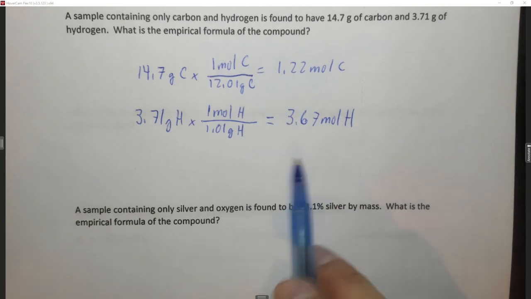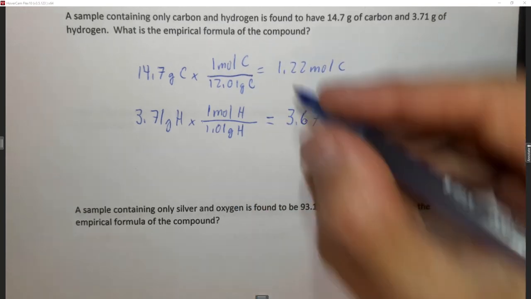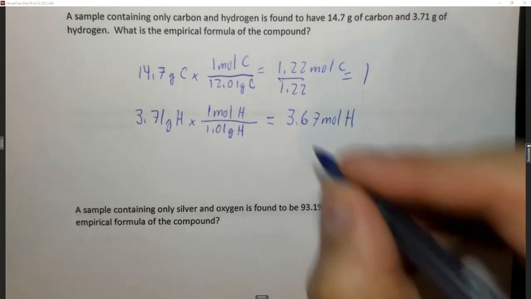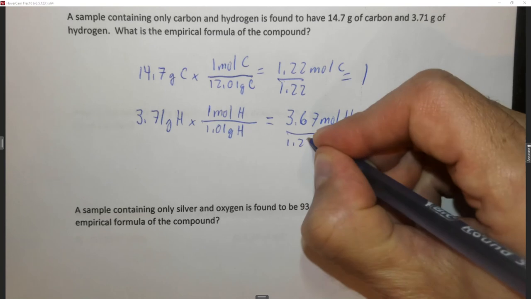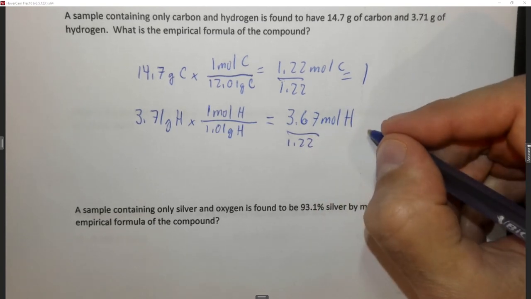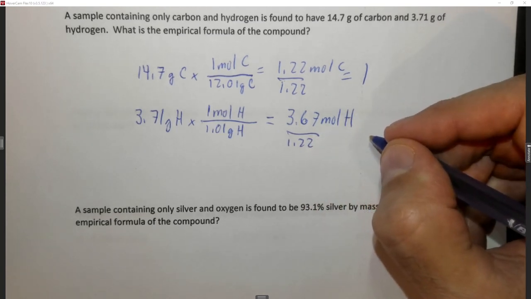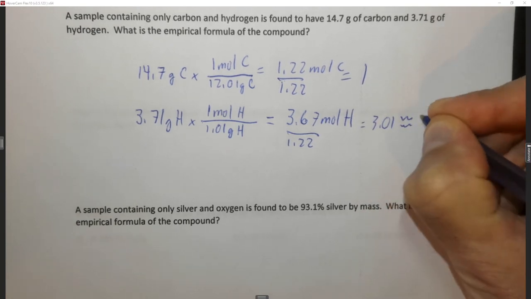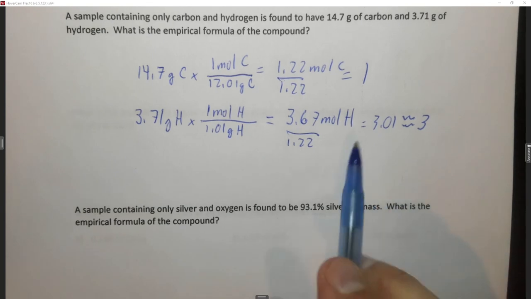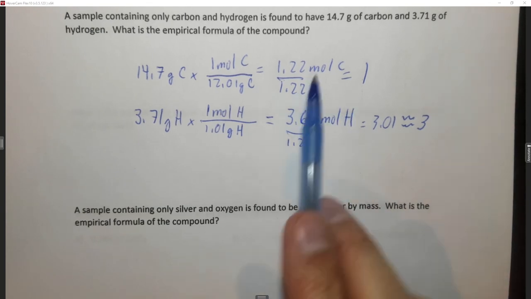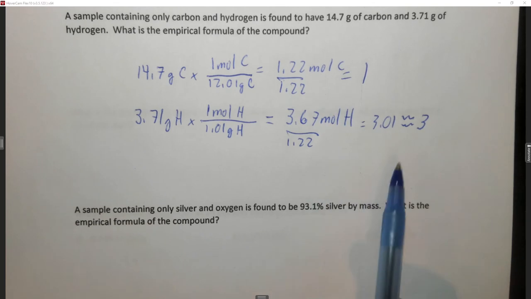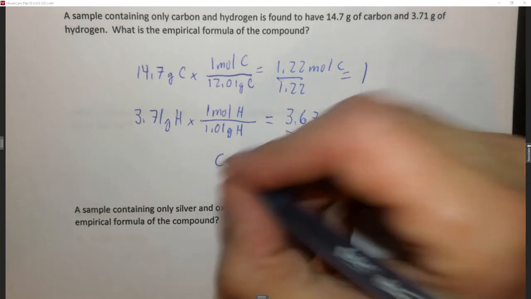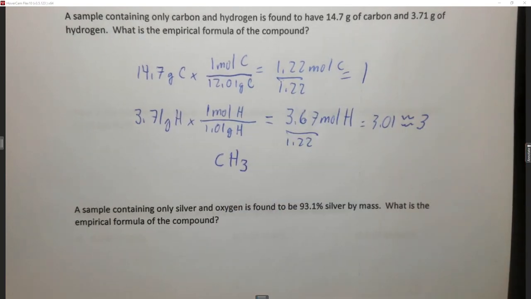In this case, we have 1.22 and 3.67. 1.22 is a smaller number, so we divide this by 1.22 and we get 1. We divide this by 1.22 as well, and what we end up with is 3.01, which is approximately 3. But we're not done yet. An empirical formula is a formula. And what this means is, for every 1 mole of carbon, there are 3 moles of hydrogen. A formula is C1, we don't write the 1, H3, like so.